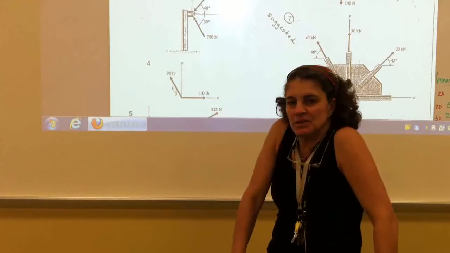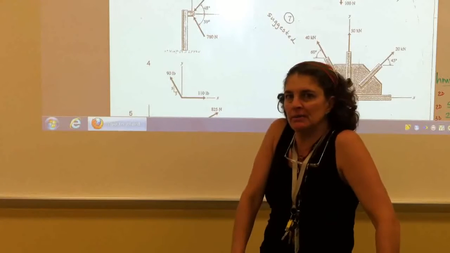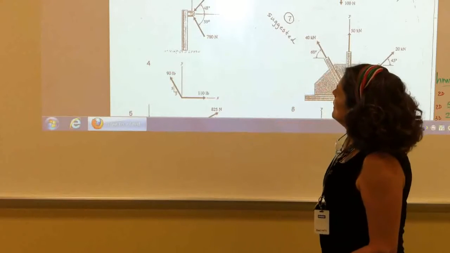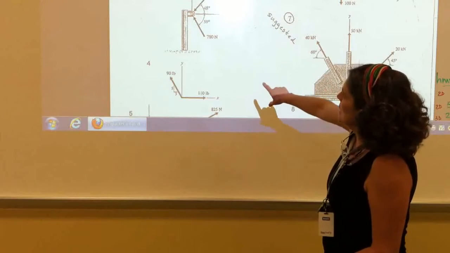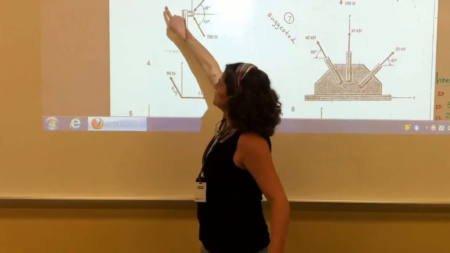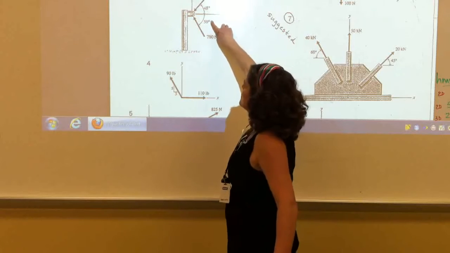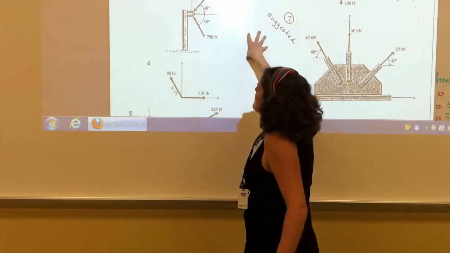So I want to answer some questions that you may have for the homework. You would have gotten an email from me. One of the problems is a 2D angle problem, number 3, and students had questions as to what these angles meant.